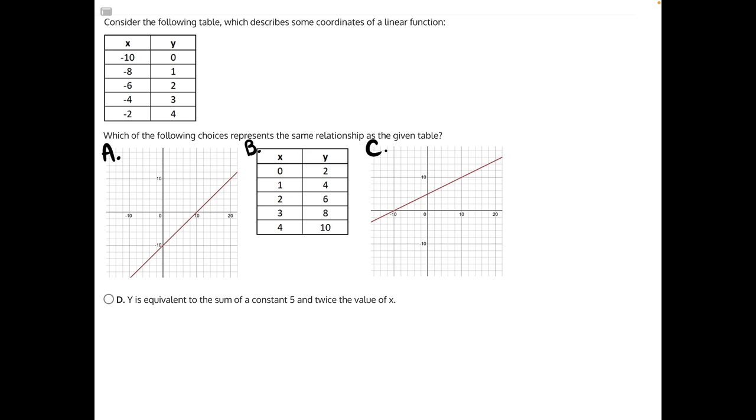To start, let's take a look at our intercept. In this case, we're not given a y-intercept, we're given an x-intercept where y is equal to 0. And we can use that to possibly eliminate one or both of our graphs. If we look at graph A, the x-intercept is at a positive 10, not a negative 10. They have a negative 10 y-intercept, but this is an x-intercept of negative 10. So answer choice A can be eliminated.